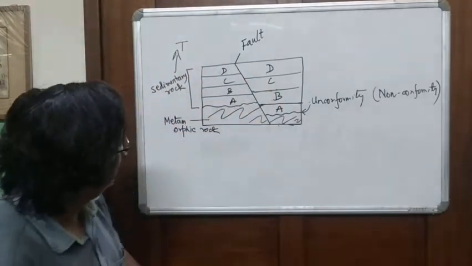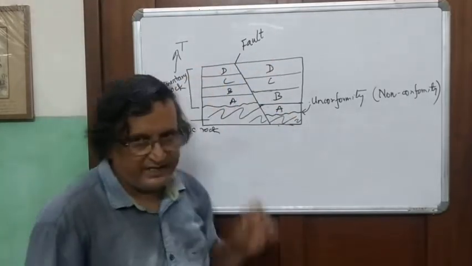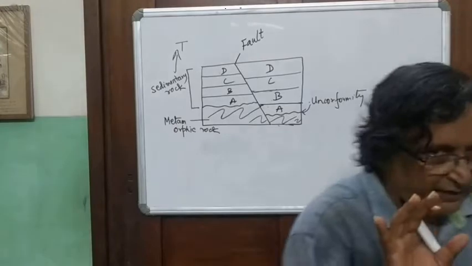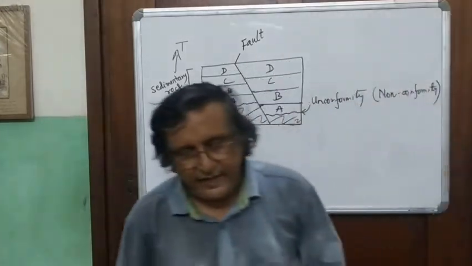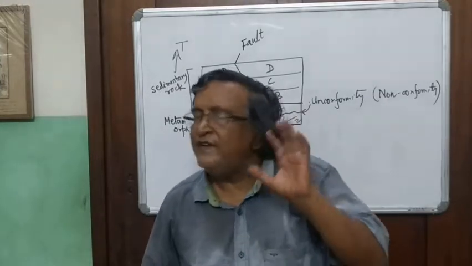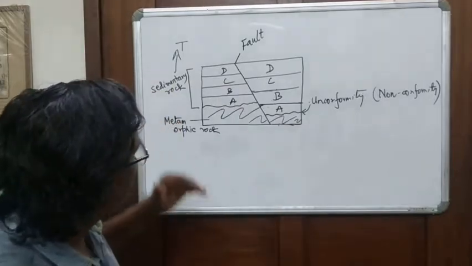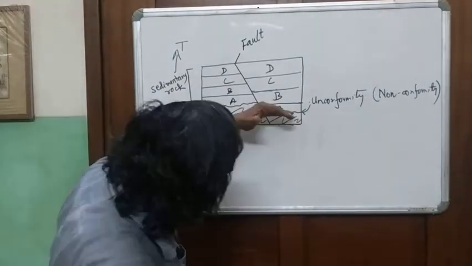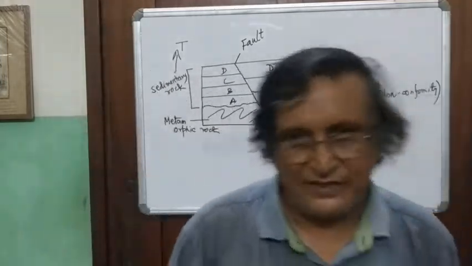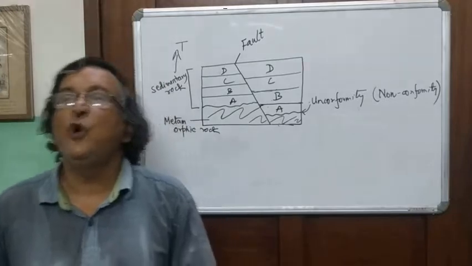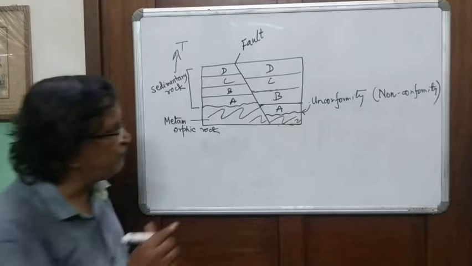Now, if this is so, then you have A, B, C and D. A is the oldest, D is the youngest. Now, I will tell you to be just careful. There are many ways to identify which sedimentary rocks are old and which are young. I will come to that later. At the moment, it looks like whatever is below is A, and A is oldest. Most of the time it is. But always it is not. I will give you an example.